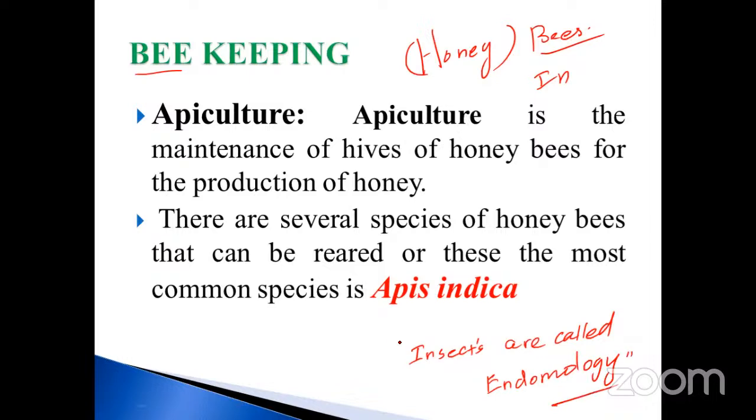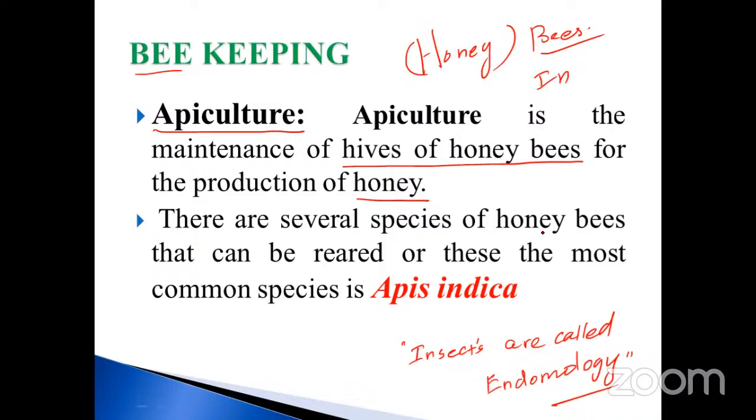Okay, don't forget, my dear. Sometimes they may ask questions. Rearing, the culture of the honeybee, is called apiculture. Apiculture is the maintenance of the hives of honeybees for the production of honey. This is very, very important, my dear. Apiculture is one of the processes, just like agriculture, arboriculture, silviculture, oyster culture. Here, rearing the honeybees means maintaining hives of honeybees for production of honey.